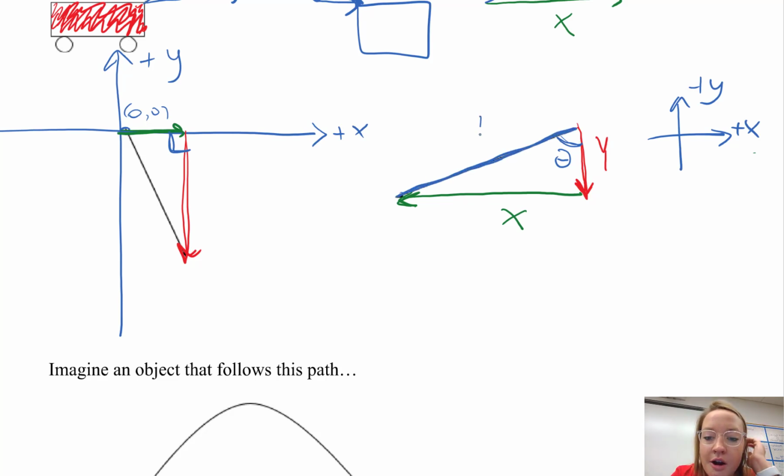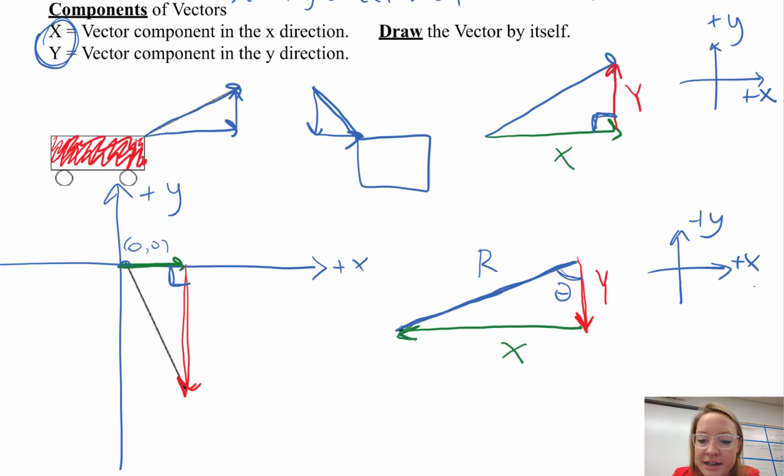So this, we'll call this R. The reason I'm calling it R is because it's our resultant. If we added up X and Y, if we added up those vectors, just like we've been learning to add up vectors using the Pythagorean theorem, then we would get this R. This would be our resultant.